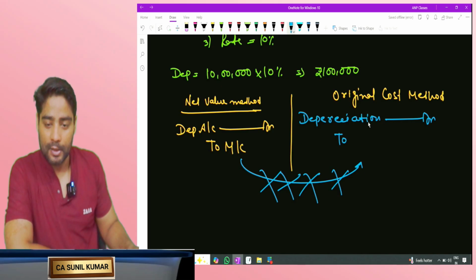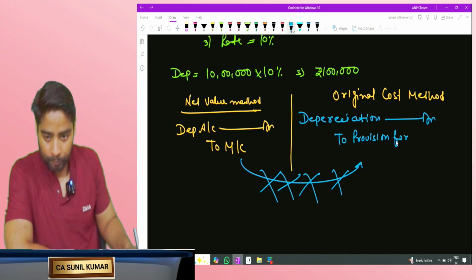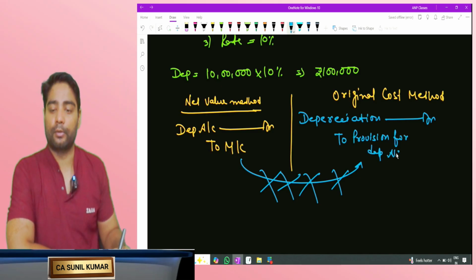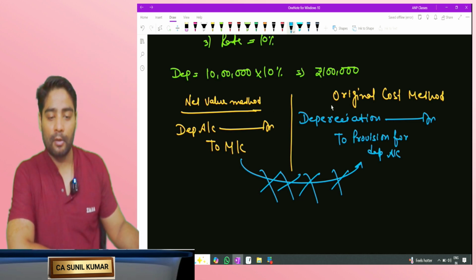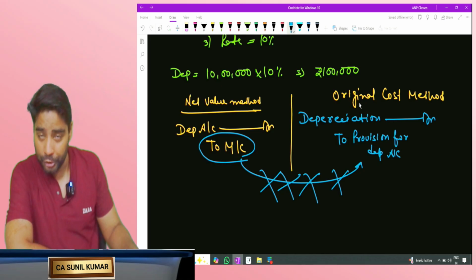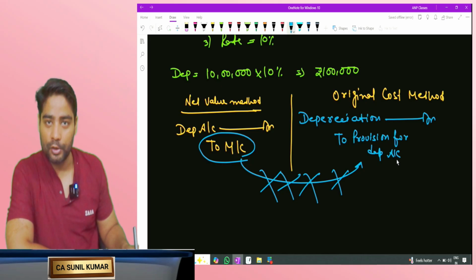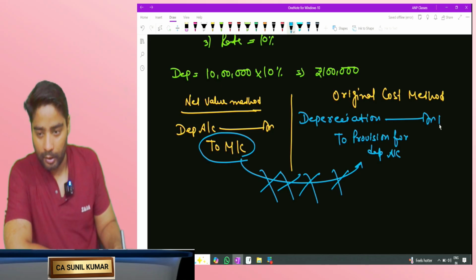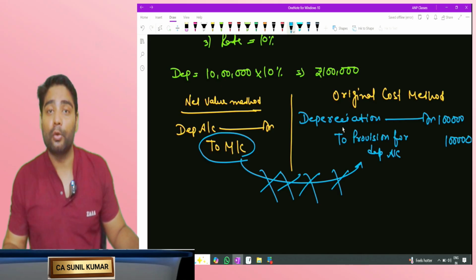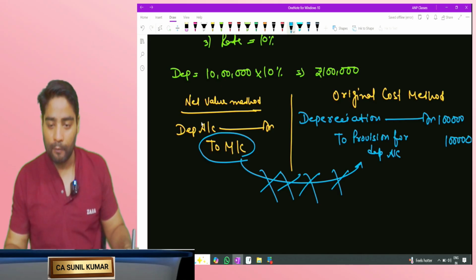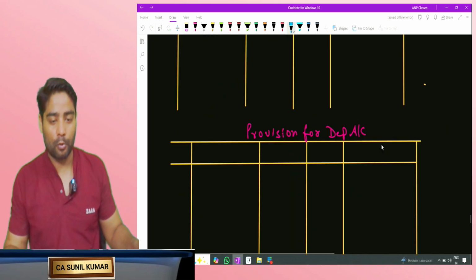So what account do we credit? We will credit provision for depreciation account. In the net value method, we credit the machinery account. But in the original cost method, in place of crediting the machinery account, we shall credit provision for depreciation account with the depreciation value, rupees 1 lakh. So here no machinery account, no asset account is credited. We are debiting depreciation account and creating provision for depreciation account.